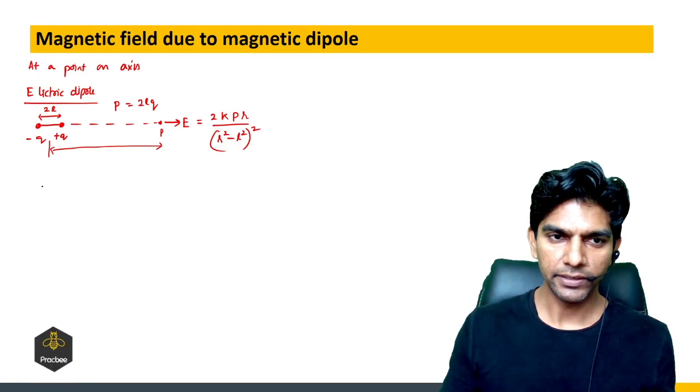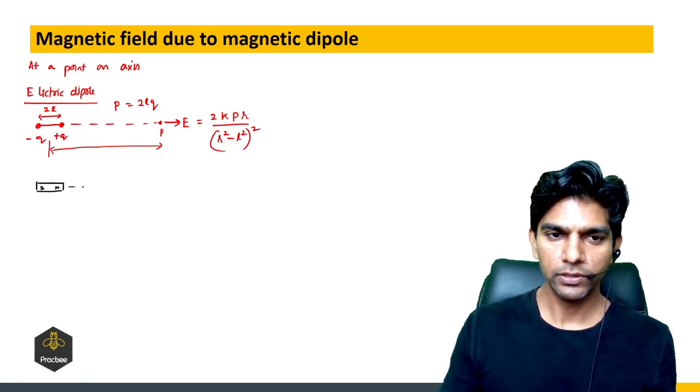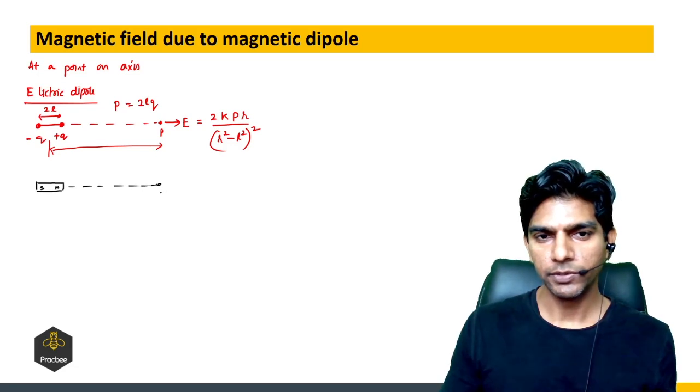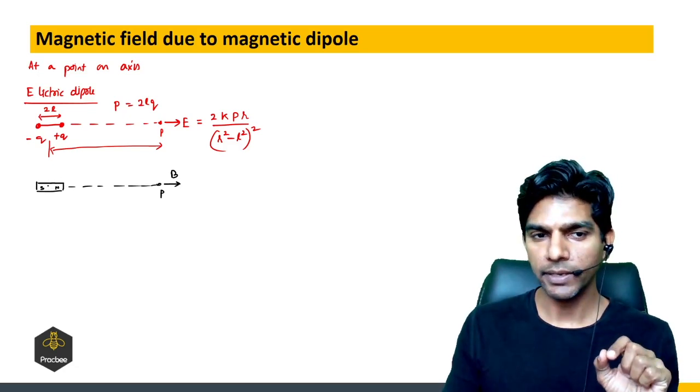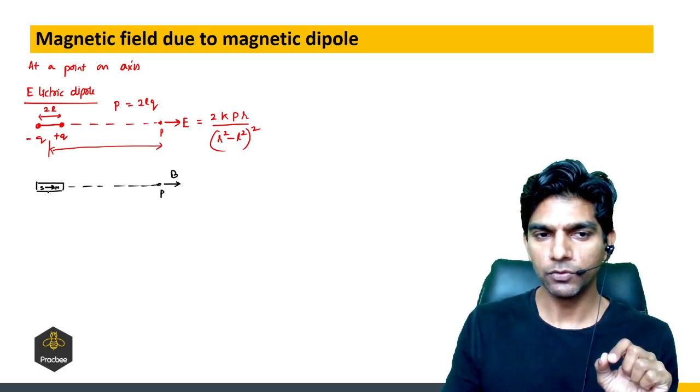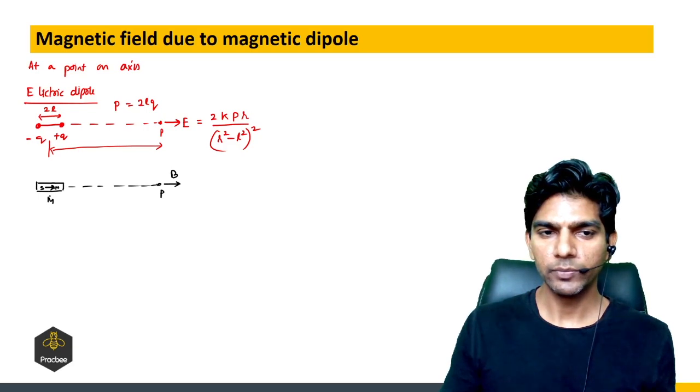Now if I use this formula to derive formula for magnetic field, so basically we want to find the magnetic field by a bar magnet. This is north pole, this is south pole. And at this particular point P, the magnetic field will be in the right direction, in the direction of magnetic dipole moment. So in case of a bar magnet, the magnetic dipole moment is from south to north. So this is magnetic dipole moment.